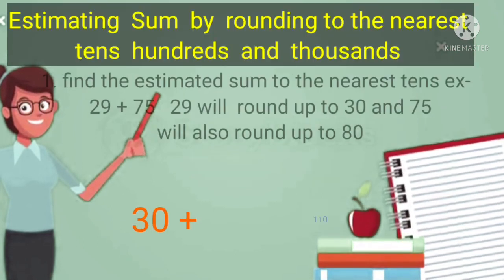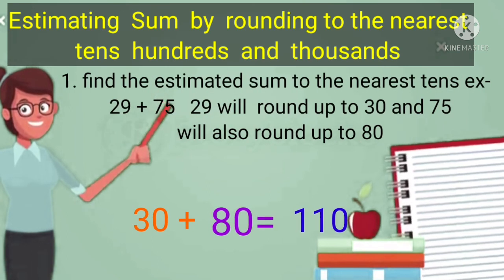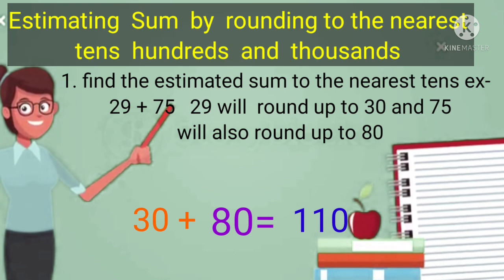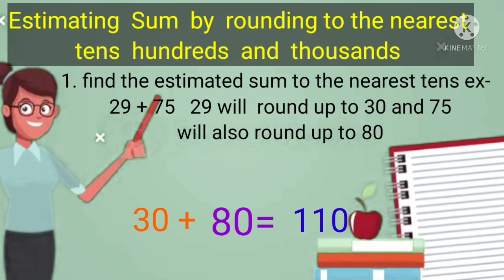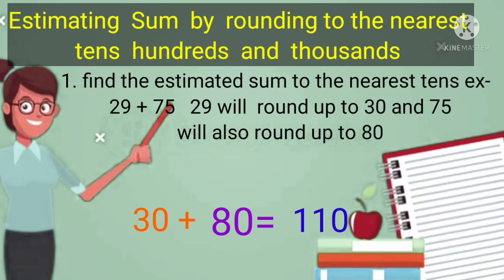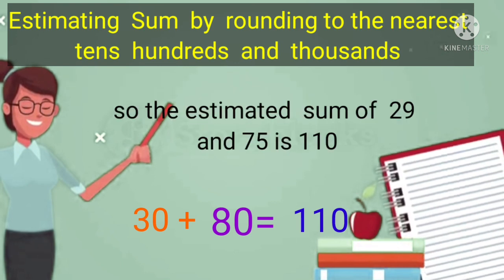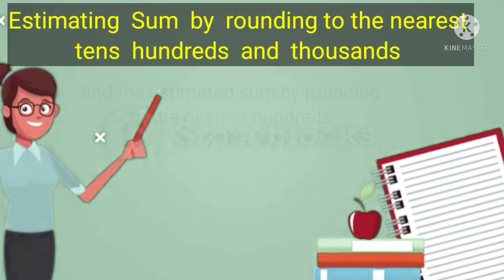Next is estimating the sum by rounding to the nearest tens, hundreds and thousands. Find the estimated sum to the nearest tens, for example 29 plus 75. 29 will round up to 30 and 75 will also round up to 80. So the estimated sum of 29 and 75 is 110.